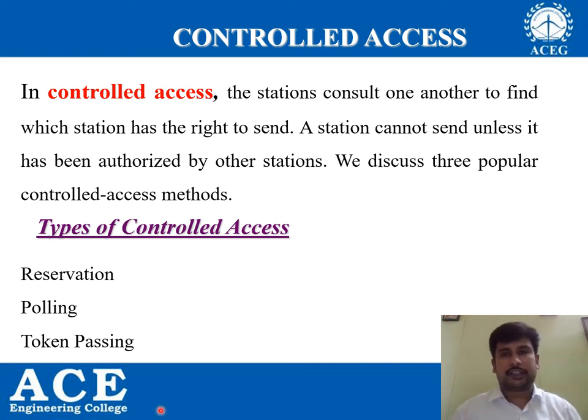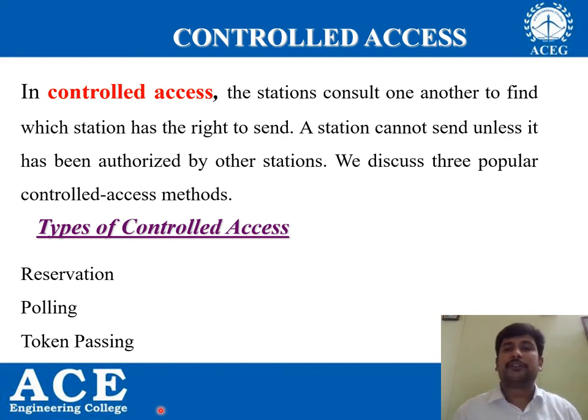So in our previous class, we were talking about multiple access and the first type of multiple access protocol called random access. A random access is a mechanism in which every station is independent of the other and does not consult anyone before transmitting the data. There we have four different types of mechanisms. We started the discussion with the first type called Aloha, in which we have two types, pure Aloha and slotted Aloha.